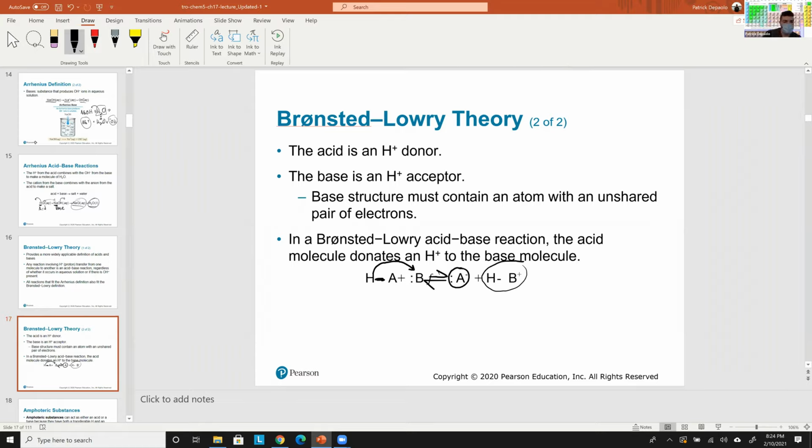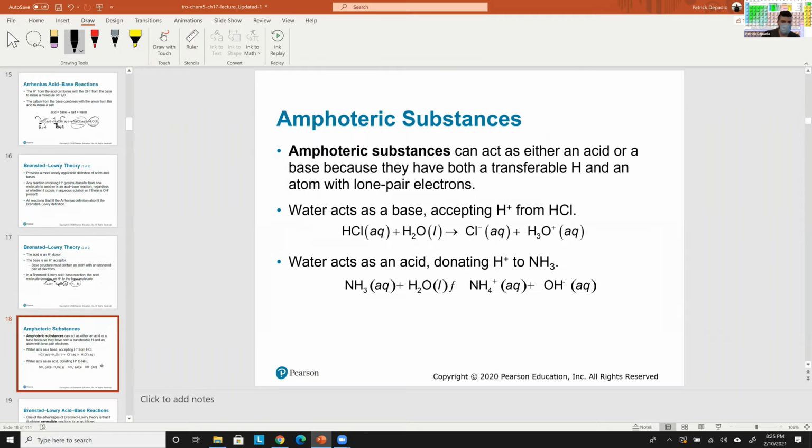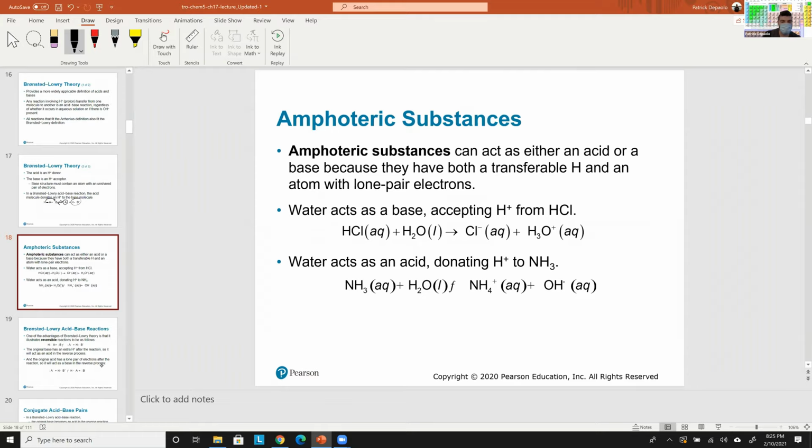So that's probably where we're going to end up today, with about 5 more minutes. We'll talk about amphoteric and then conjugates. Amphoteric is a fancy word for basically what water is. Water can act as both an acid or a base, depending on what it is paired up with.